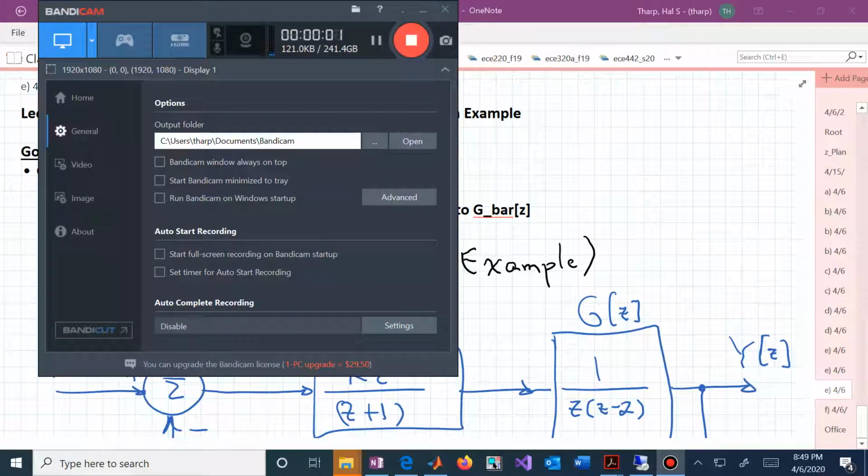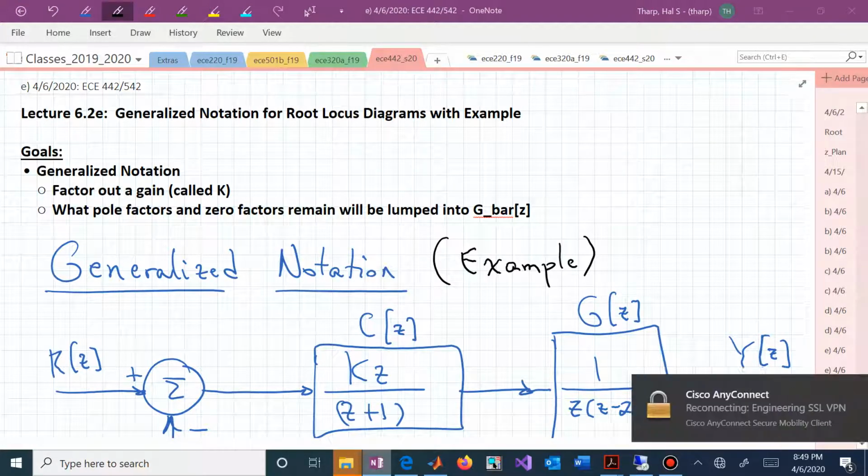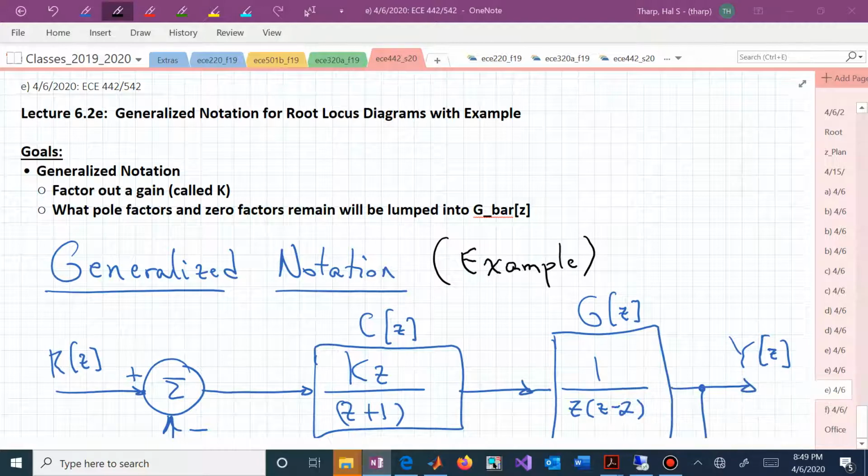Welcome back to ECE 442-542. This is section E of lecture 6.2, and this particular lecture is now dealing with generalized notation, the G bar that we've been talking about.